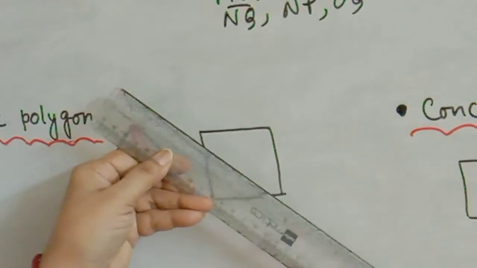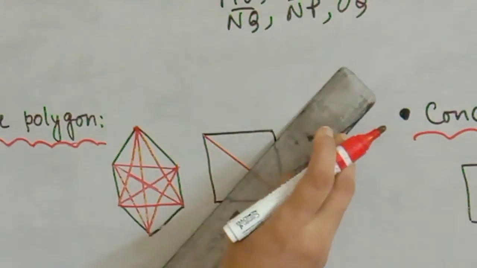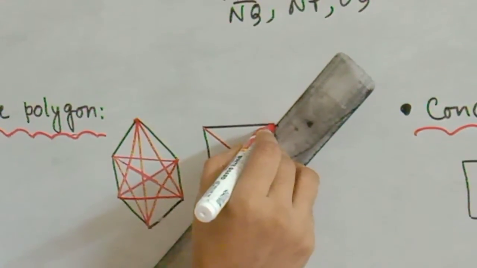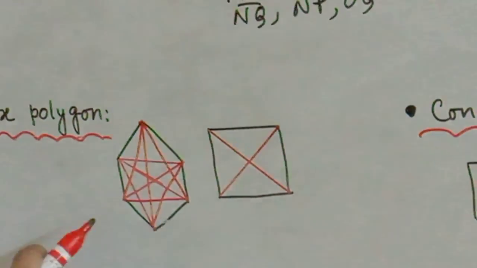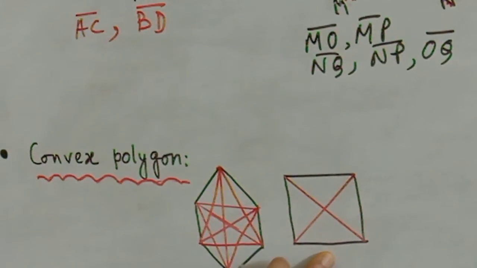Here also, only 2 diagonals you can draw, because you have to join the line segment on the non-consecutive vertices. So 2 diagonals you can draw here, and all the diagonals are inside the polygon. So these kinds of polygons are known as convex polygons.